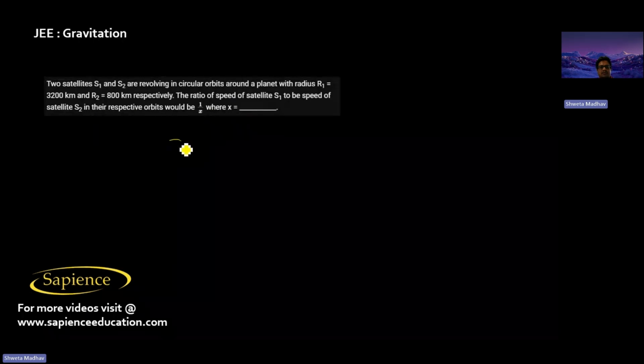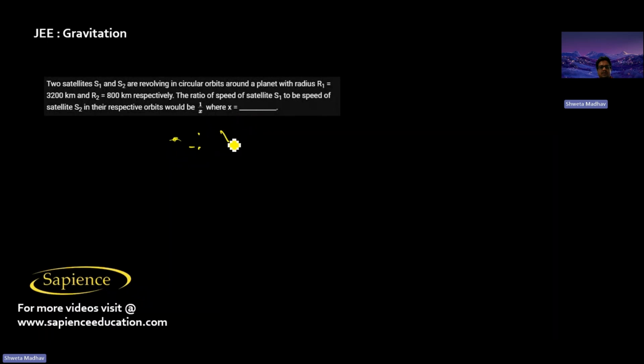Then two satellites S1 and S2 are revolving in circular orbits around a planet with radius R1 equal to 3,200 kilometers and R2 equal to 800 kilometers respectively. The ratio of the speed of satellite S1 to the speed of satellite S2 in their respective orbits will be 1 by x, where x is. So speed of satellite 1 by speed of satellite 2 is equal to 1 by x, and we have to find x.